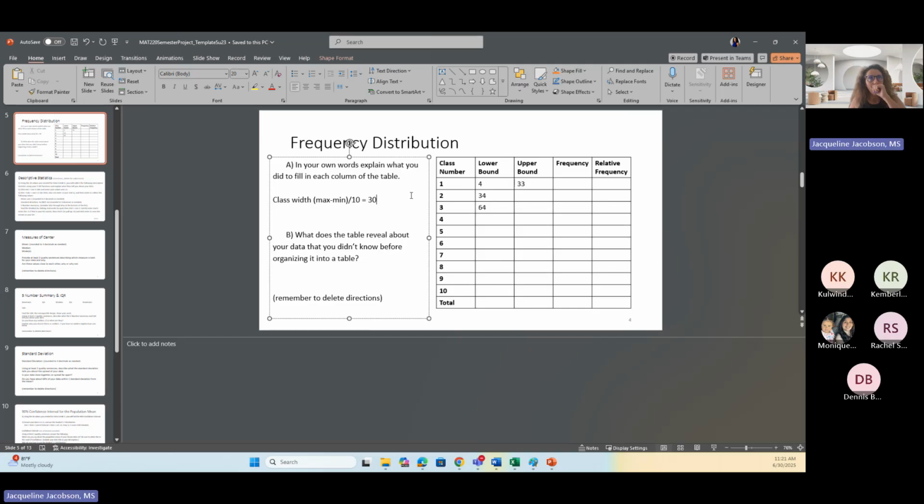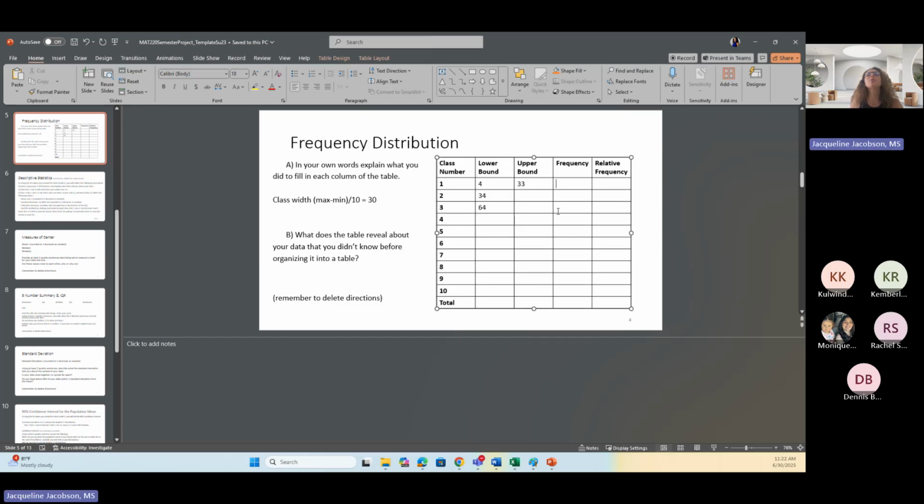What are your values? Say I started my first class and my first lower bound was my minimum value. My minimum value is equal to 4. Then I added my class width of 30 to continue to get my lower bounds. To get my upper bounds, you could do it a couple of ways. You can say, since the class width is 30 and this is inclusive, you know that this should be 1 less than that. However you found your upper bound, there are different ways to do it. This is how I created my classes.